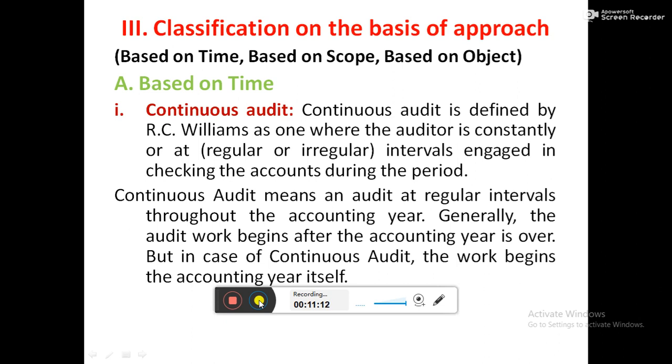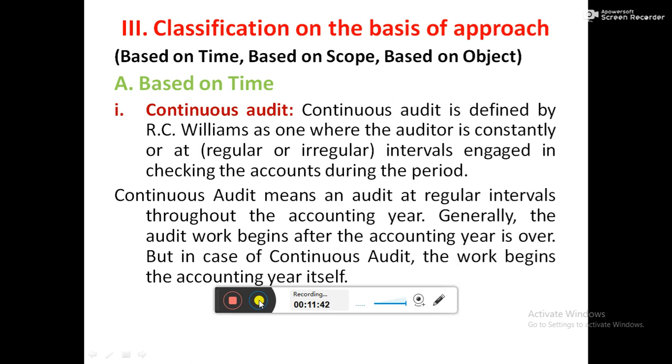Now we will move on to the third main classification, that is classification on the basis of approach. This classification on the basis of approach is again subclassified based on the time, based on the scope, and based on the object. At first, let me explain: what are the different types of audits based on the time?